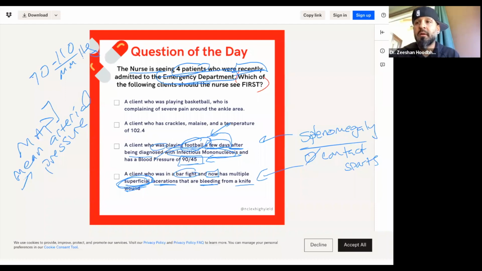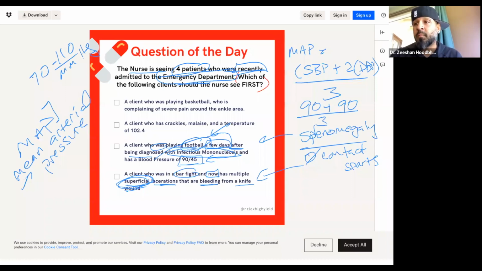So let's do the math here. This could be med math as well. You've got your systolic blood pressure plus 2 times your diastolic blood pressure, divided by 3. So what does the MAP equal here? We've got 90 plus 90 over 3. That's 180 over 3, so their mean arterial pressure is 60 millimeters of mercury. But our normal level should be 70 to 110.